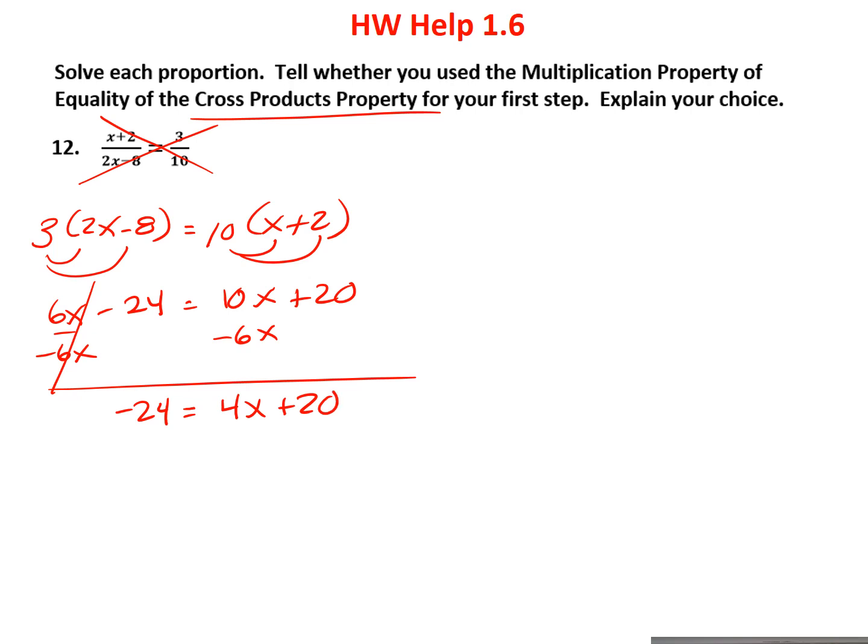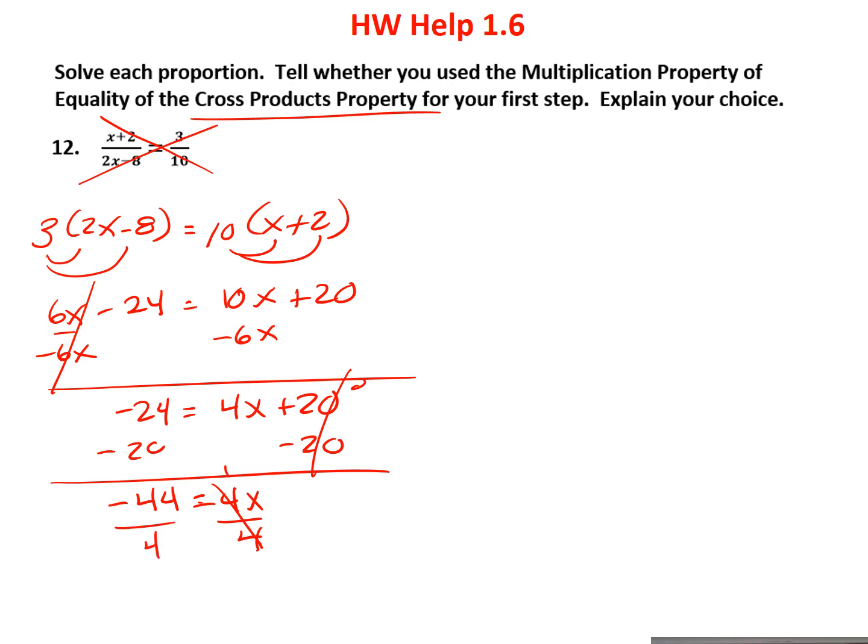So we usually undo the addition or subtraction first. So undo plus 20 by subtracting 20. So we get minus 44 equals 4x. And then we undo the multiplication by 4 by dividing by 4. It goes to 1. That went to 0, by the way. And we end up with negative 11 equals x, or just flip that around and say x equals minus 11.